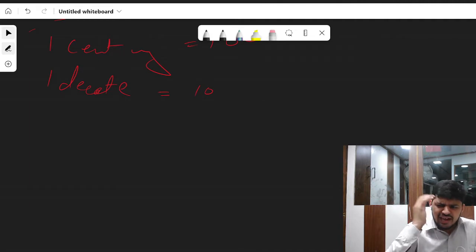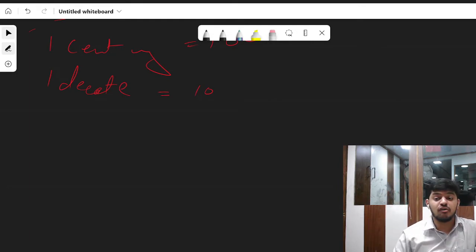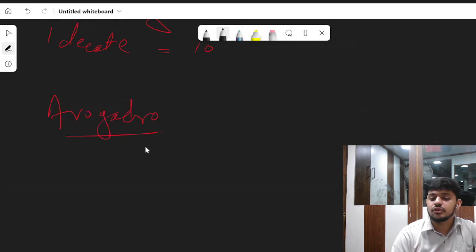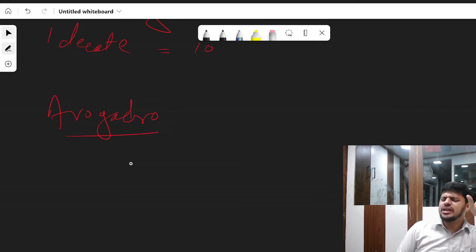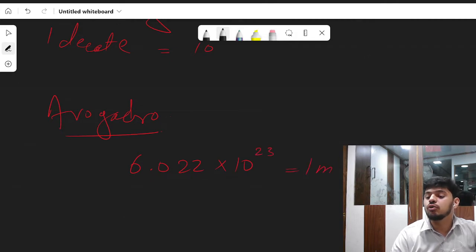So to think like that, we need a very big number to make a constant. So, wallah, there was a scientist whose name was Avogadro. He said, you don't have to worry, I'm here. For atoms, no problem. Just use 6.022 multiplied by 10 to the power 23, which will be equal to 1 mole.